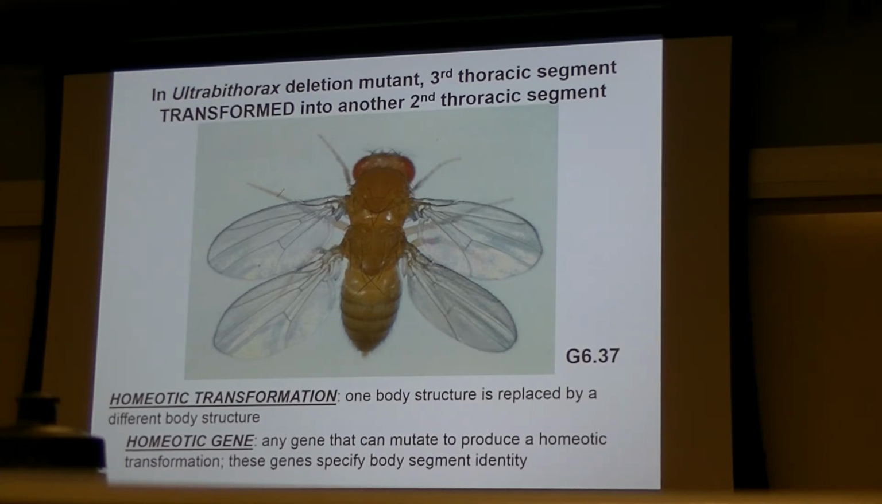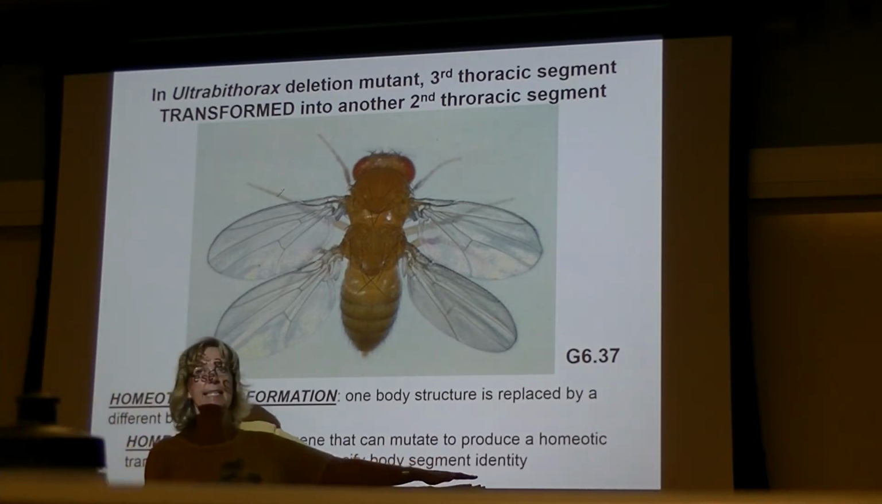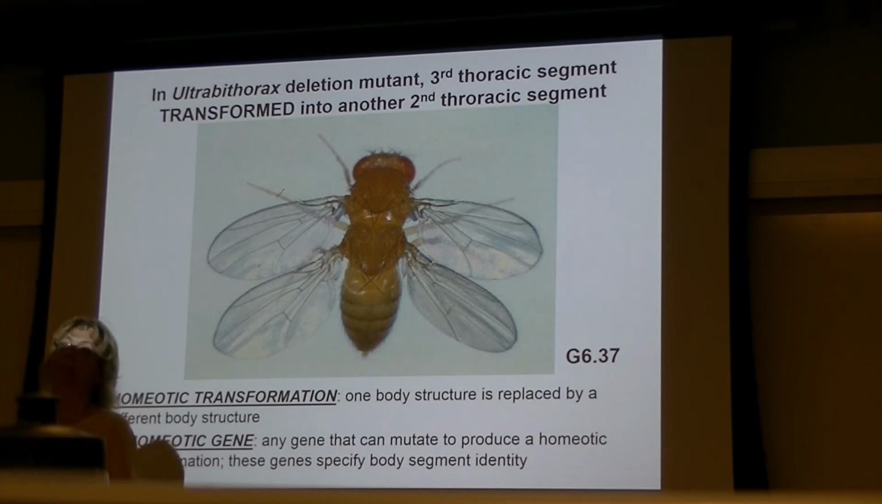So it's really specifying body identity. What is the identity of that segment that would develop later on in the adult, and what are the genes that control that? If you could mutate those genes and change the body plan this drastically, that gene must be doing something really critical to identify to these cells what their cell fate would be.